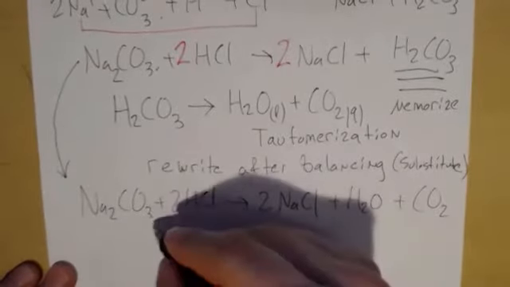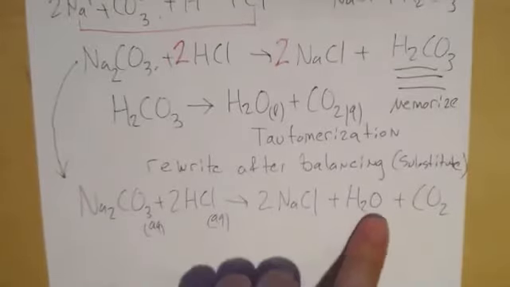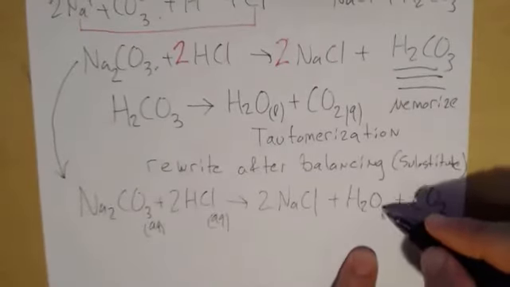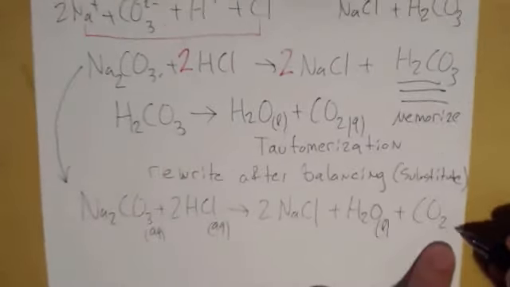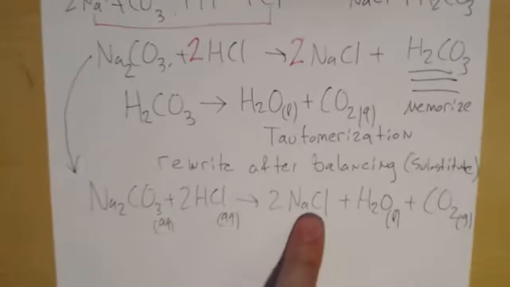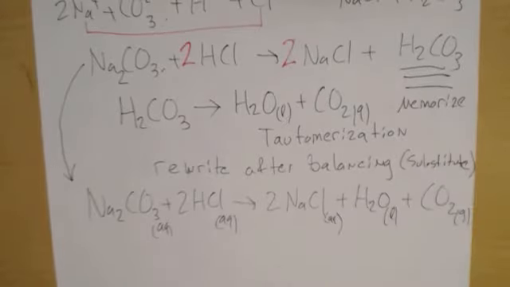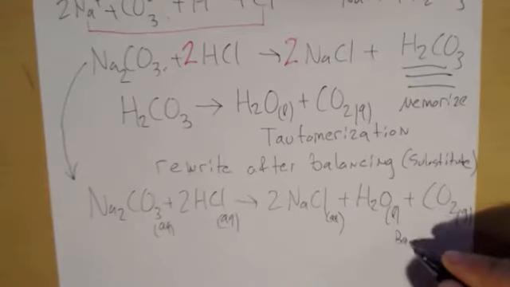And then, okay, so we're still kind of finding the states. What are the states? This was aqueous. Those were given to me as aqueous. Water is always a liquid, carbon dioxide just about always a gas. And sodium chloride, I can look up on the table. Sodium's always soluble. It's a group 1A cation, so that's aqueous. Okay, so now I have the final step of a balanced equation.